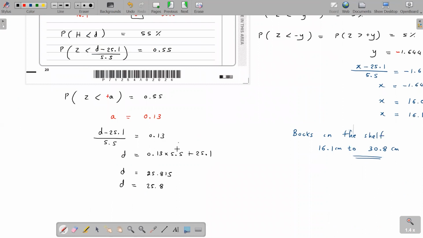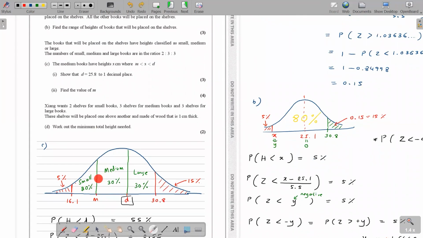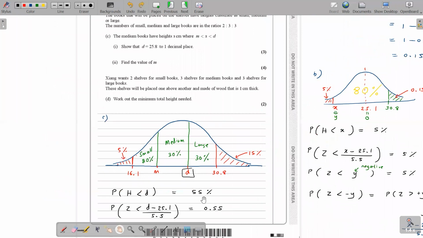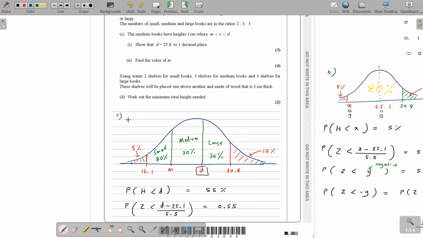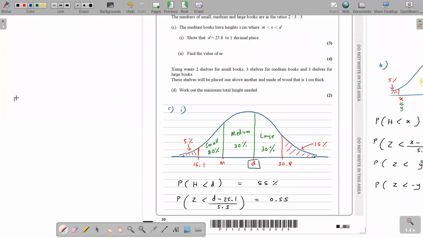Then the next part, they ask us to also find the value of m. Shall we find the value of m as well? So looking at this is C Roman number 1. We have to do C Roman number 2. How do I find the value of m? Can you all tell me a similar expression to get m?